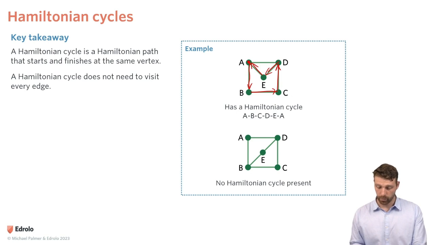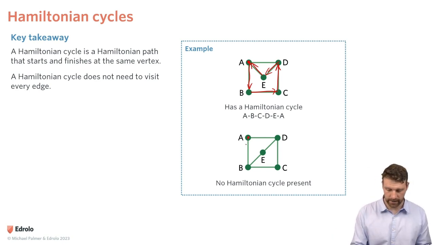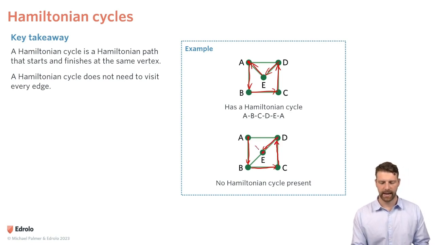And the one below, we've got no Hamiltonian cycle present. I'm telling you it's not possible. But if we try, I'll start at A and go to B, then C, then D, and then E. There's no way to get back to A without passing through a vertex we've been to before, or passing over an edge we've been to before.